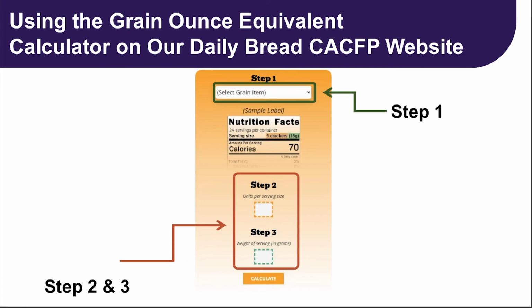Our Daily Bread CACFP has an ounce equivalent grain calculator located on our website. Seen here, you can simply select the grain item you would like to serve. Step 2 asks for the units per serving size. For our example, it is 5 crackers. And step 3 asks for the weight of the serving in grams, which is green in our example. Once you select Calculate, this handy calculator will tell you exactly how much you need to serve for each age group to meet the CACFP meal pattern requirement.